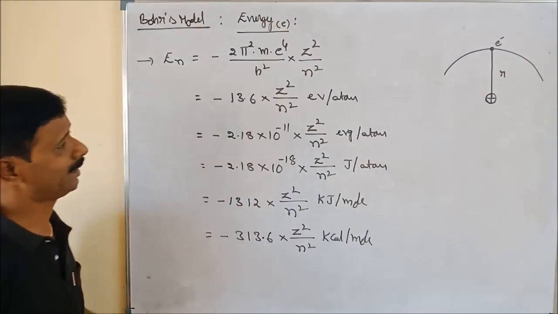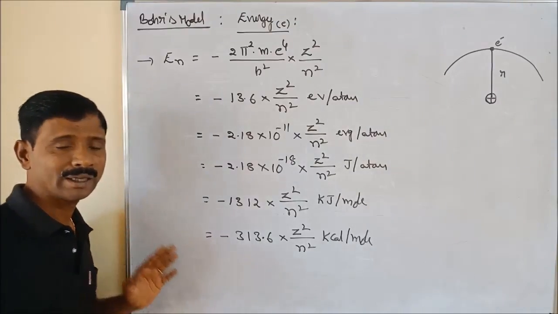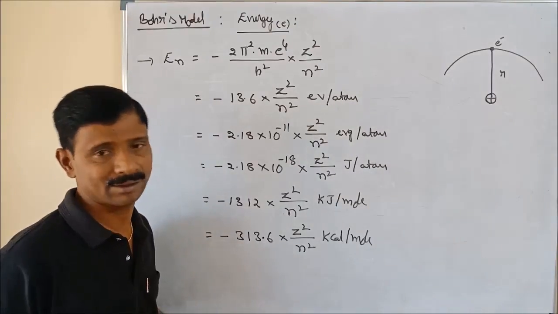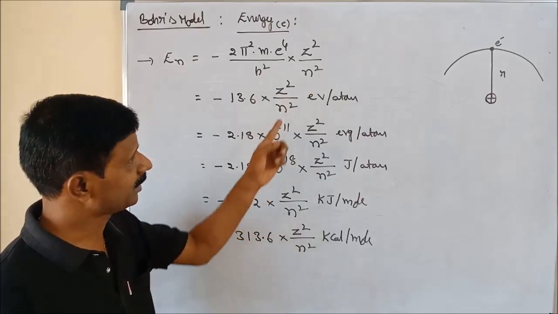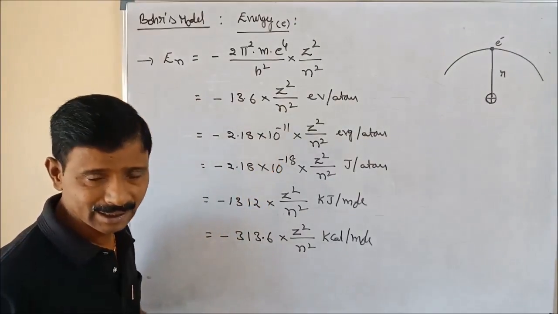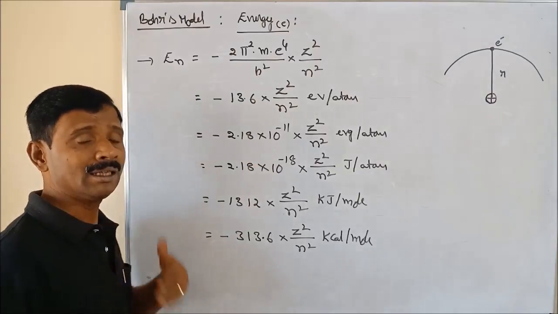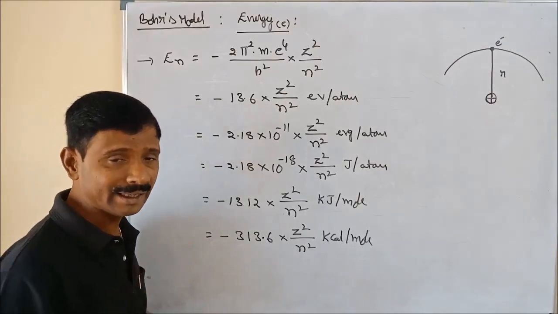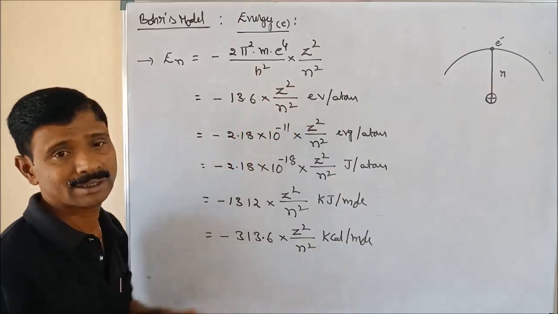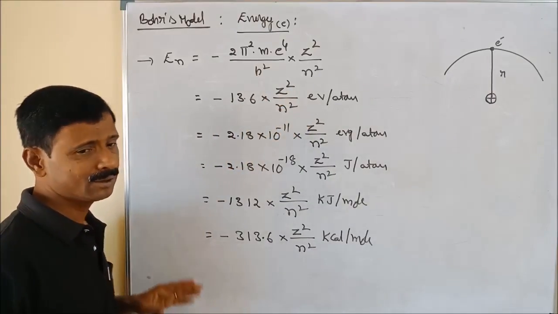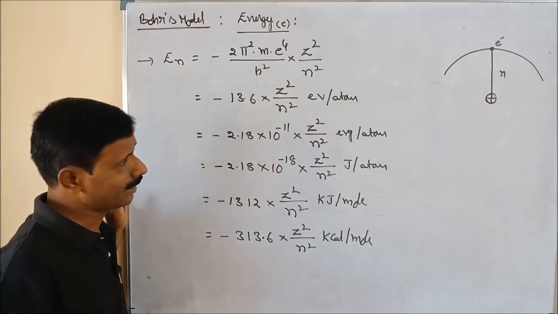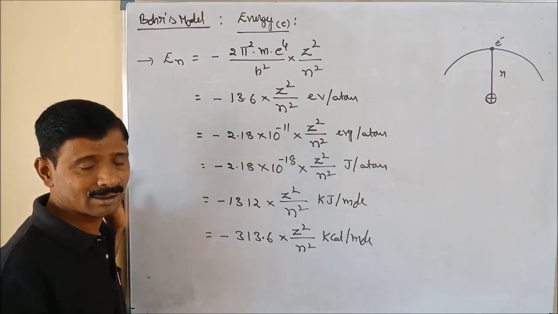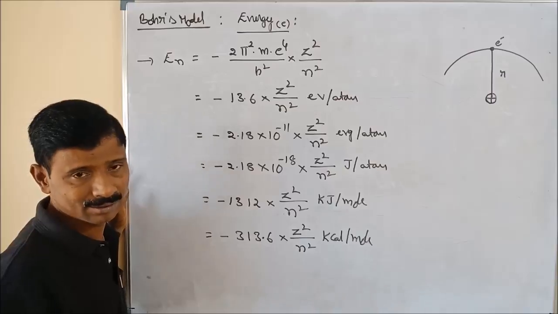So these are all the different relations to calculate the energy of the electron, either in the first orbit or in the second orbit, because we have the term n. And similarly, either in a hydrogen atom or in any other atom, since we have the term atomic number. So by using these formulas, definitely you can calculate the energy of the electron in any orbit.